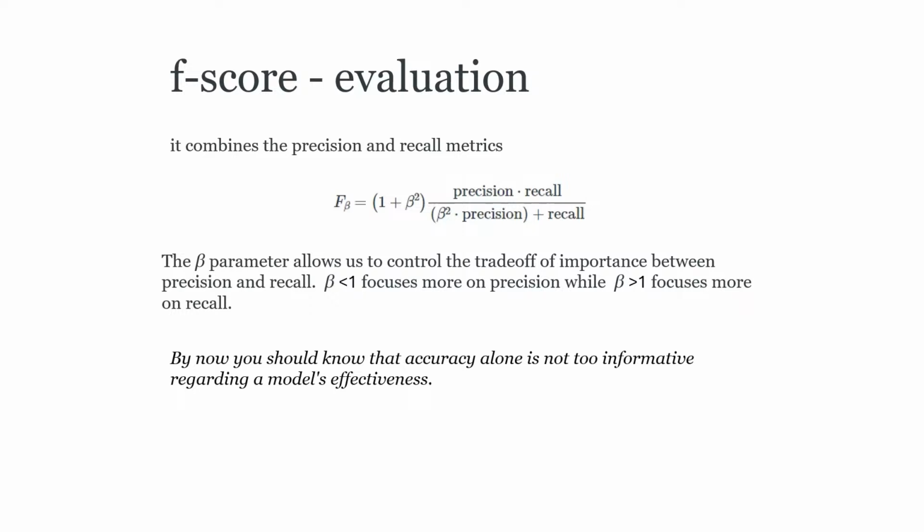The beta defines a trade-off, the importance between precision and recall. If beta is less than 1, the F-score formula focuses more on precision, but you can see it over here. And if beta is more than 1, it focuses more on recall. Okay? More on recall.